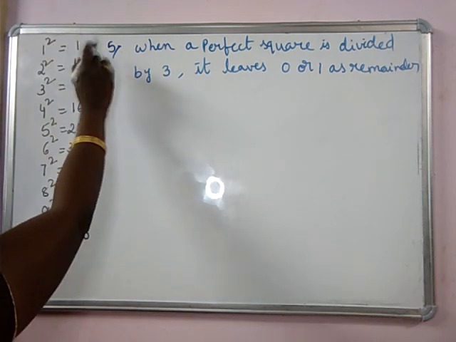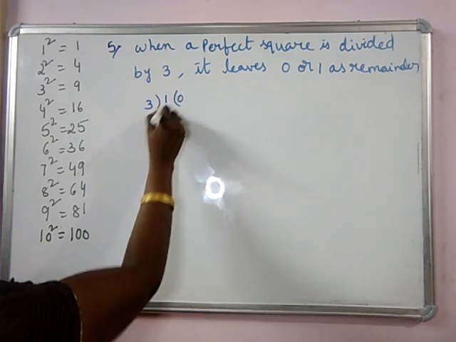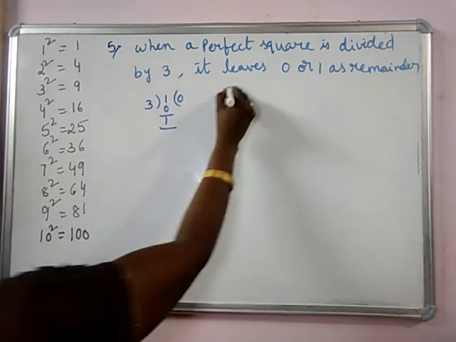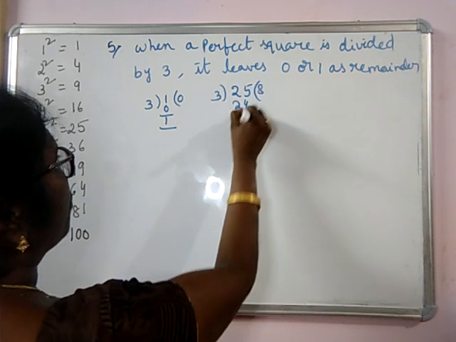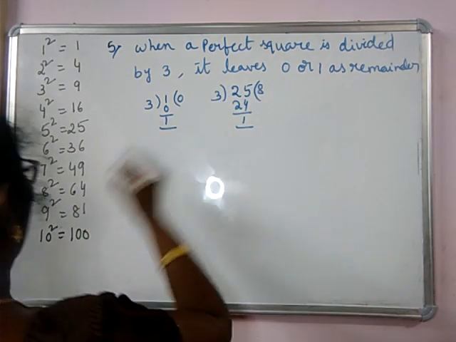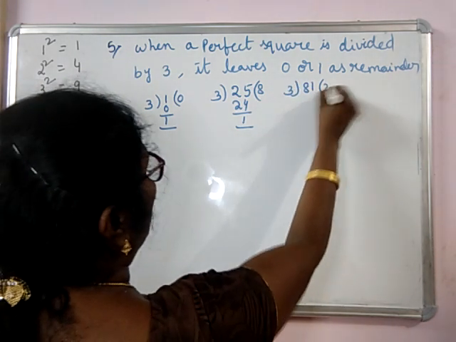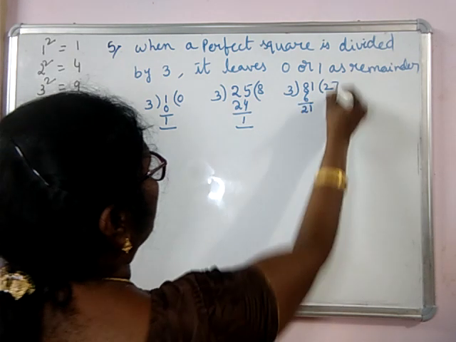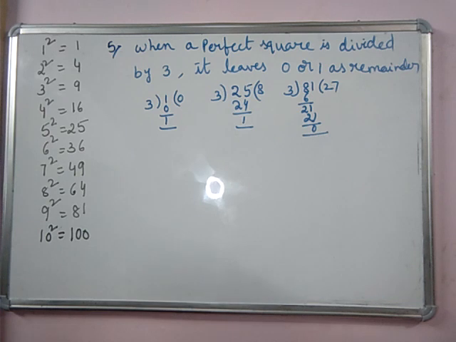You see 1 divided by 3. If you divide 1 by 3, you will get 1 as remainder. Let me take 25. Divide 25 by 3. 3 eights are 24, 1 remainder. Let us divide 81. 81, if you divide by 3, what will you get? 3 twos are 6, 21. 3 sevens are 21. So any perfect square, if you divide by 3, you get either 0 or 1 as remainder.